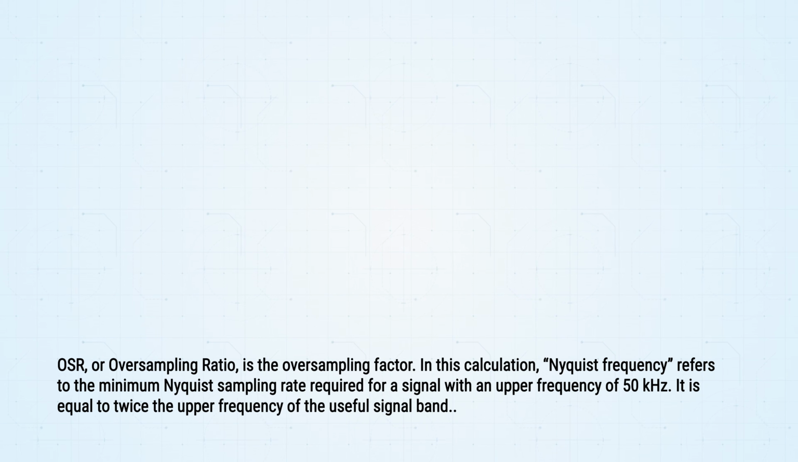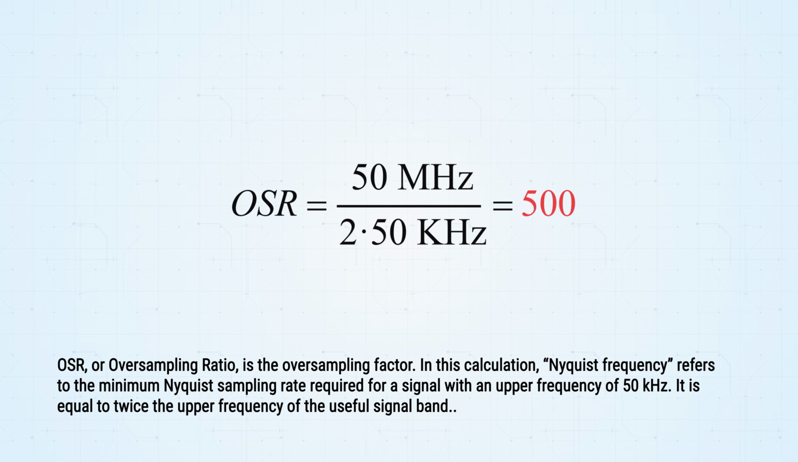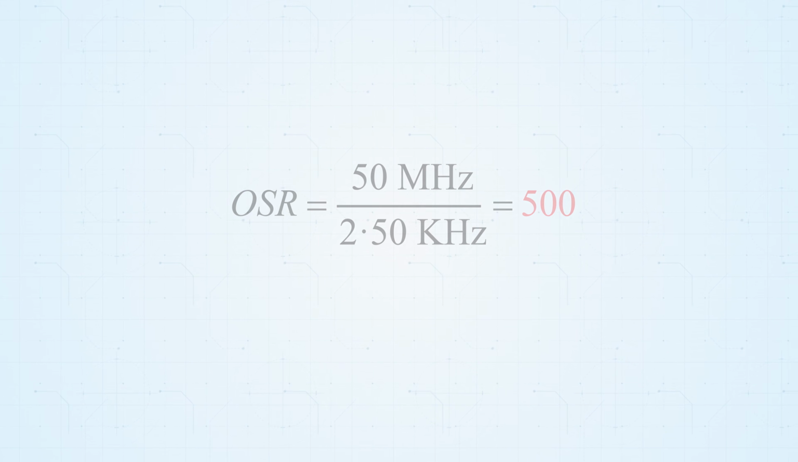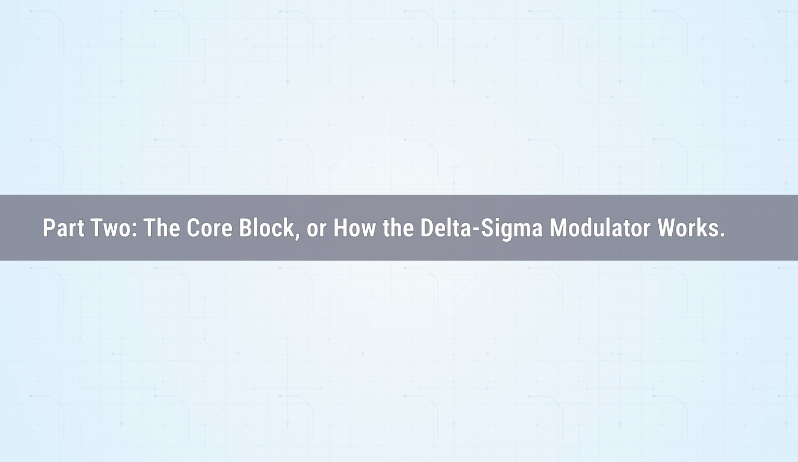In this case, it is the modulator clock rate divided by twice the signal bandwidth. An OSR of 500 gives us a very comfortable margin, and this is exactly what gives us so much design headroom. An OSR this high lets us use aggressive noise shaping while leaving plenty of headroom for the digital filtering that comes later. And that is exactly what we are going to use next. The core block, how the delta sigma modulator works.